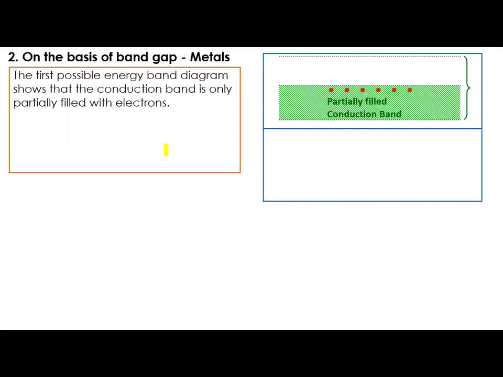In this first scenario, the first possible energy band diagram of a metal is that in which the conduction band is partially filled. Though there is a gap between the valence band and the conduction band, the conduction band is partially filled. This is the first scenario. In this case, if a little energy is supplied, the electrons will go to higher energy levels of the conduction band, and they will start conducting.